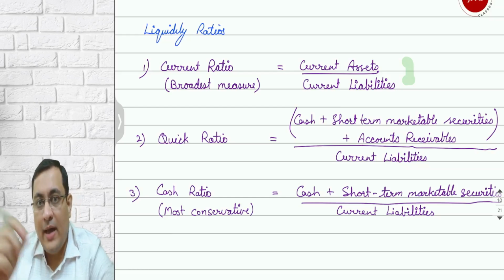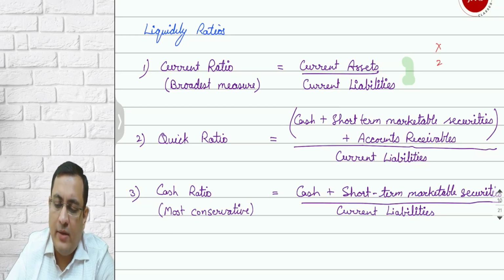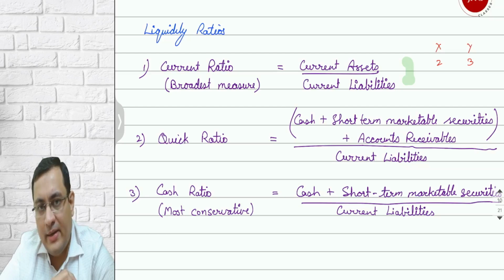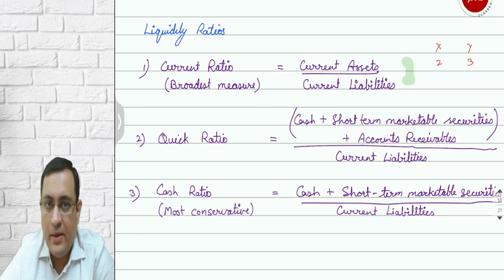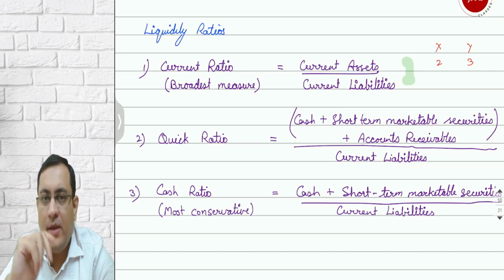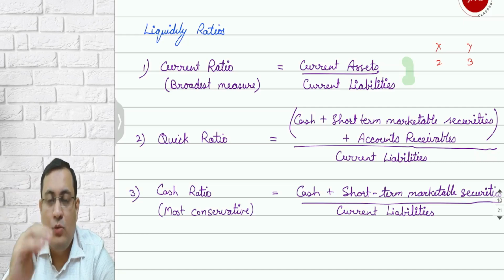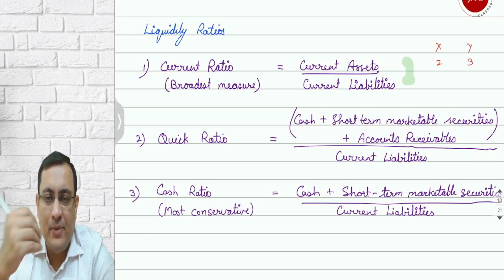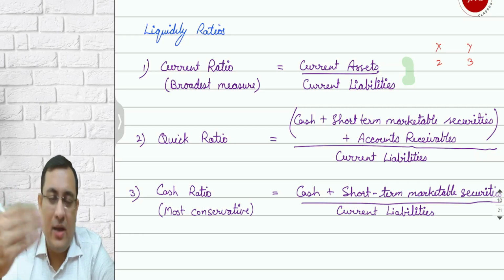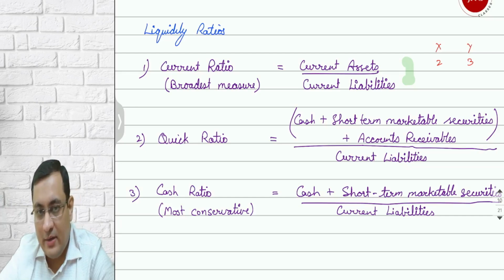Now the question is, higher the better or lower the better? X company has a 2 times current ratio, Y has a 3 times current ratio. What it means is, for every 1 rupee of current liability, short-term obligation, X is holding 2 rupees and Y is holding 3 rupees. So who has better capability? It is Y. So higher the better. Not just higher the better, I'll say the higher the current ratio, the higher the liquidity availability.